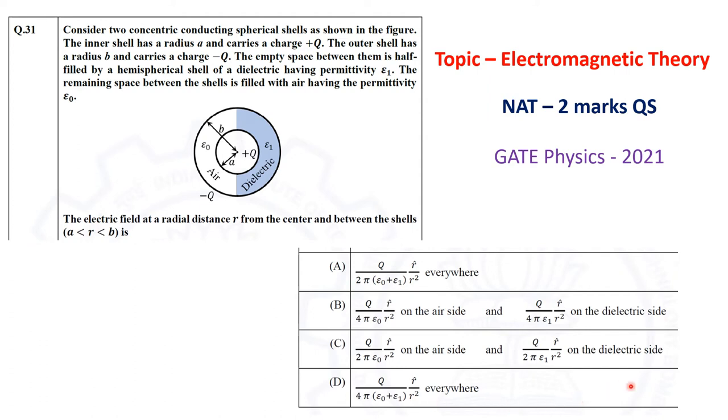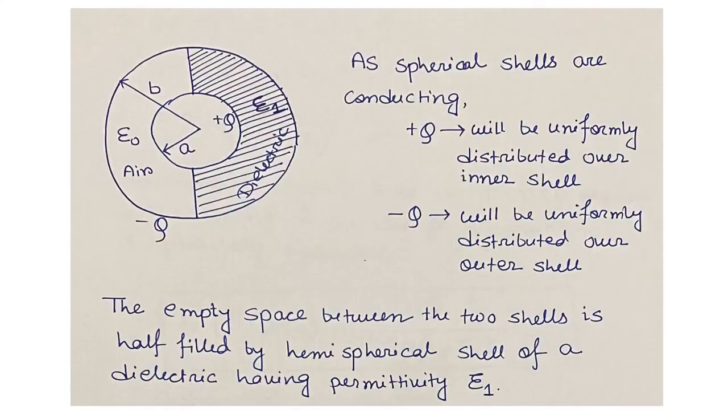So let us see the solution part. According to the question, we are given two concentric spherical shells. The inner shell has the radius small a and the outer shell has the radius small b. As the spherical shells are conducting, the plus q charge will be uniformly distributed over the surface of the inner shell, and the minus q charge will be uniformly distributed over the outer shell.